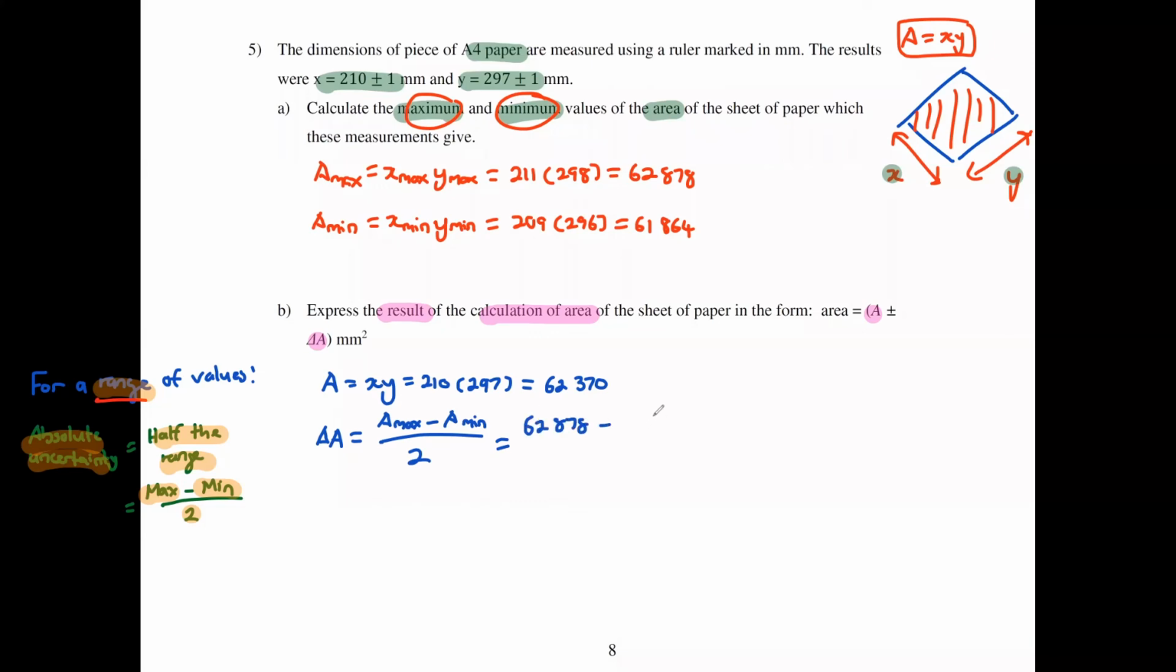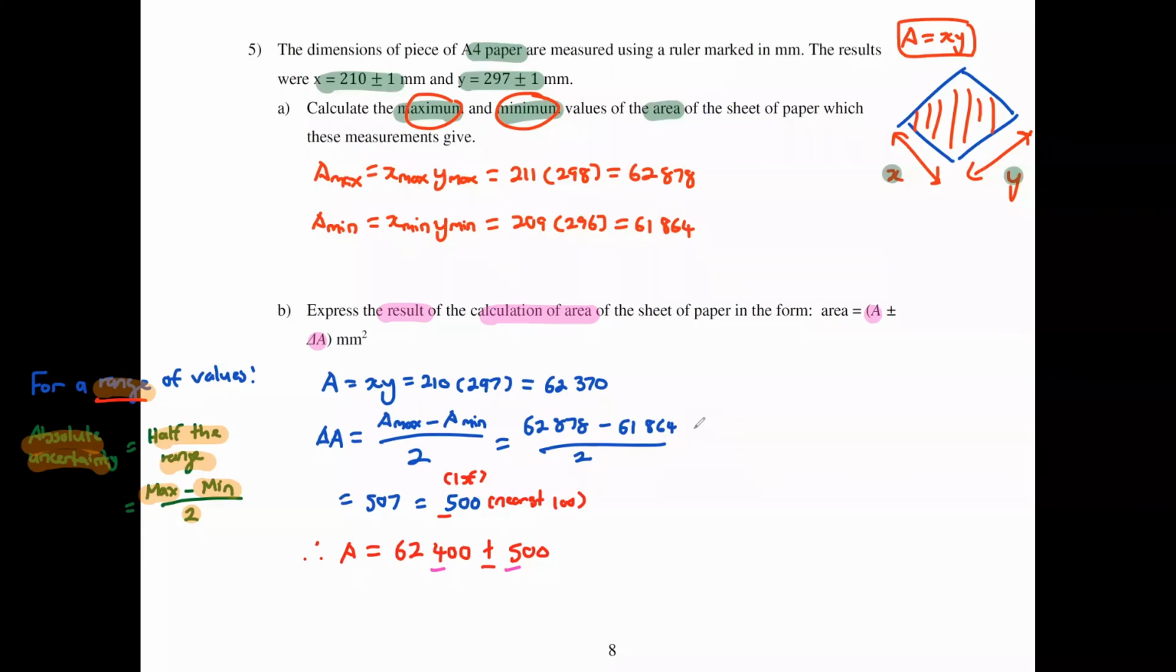giving us 62,878 minus 61,864 divided by 2, and our final answer would be 507. If we round it out to 1 SF, it will be 500. So this is now 1 SF, but rounded up to the nearest 100. So our area would be equals to 62,400 plus minus 500. Since we've rounded out the absolute uncertainty to the nearest 100, the measured value must also be rounded out to the nearest 100 too.